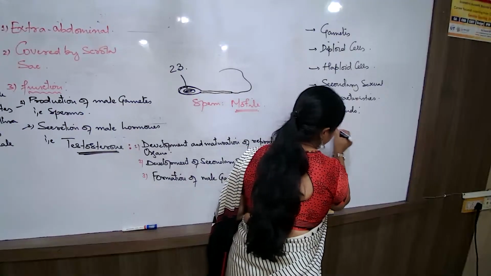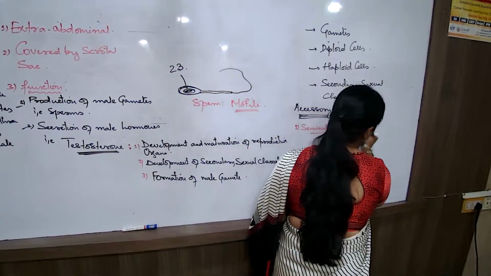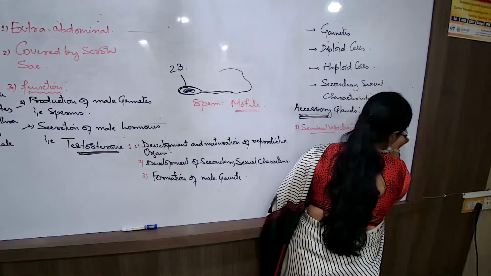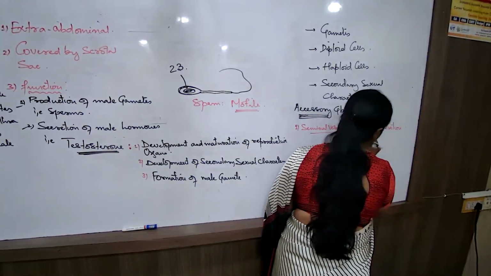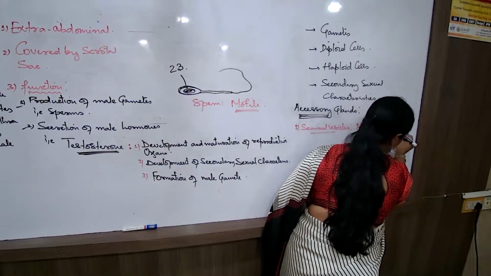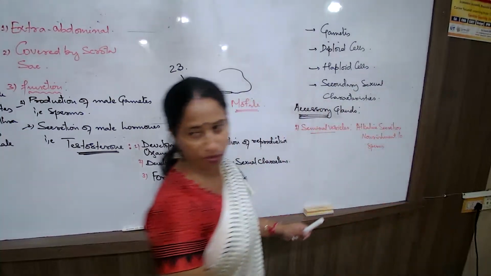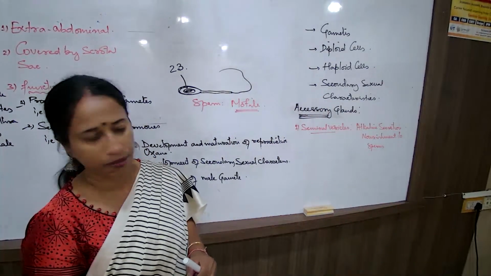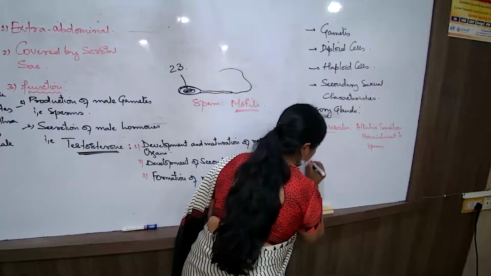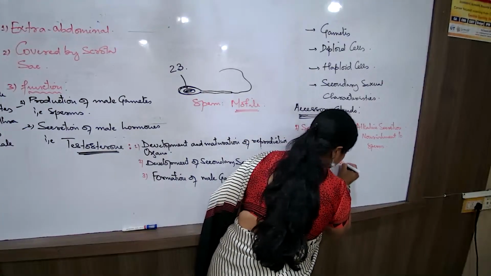Number one, the seminal vesicles. What do the seminal vesicles do? They release an alkaline secretion. What is this alkaline secretion for? Providing nourishment to the sperms. We will talk about the reference of nourishment to the sperms. Next is the prostate glands.